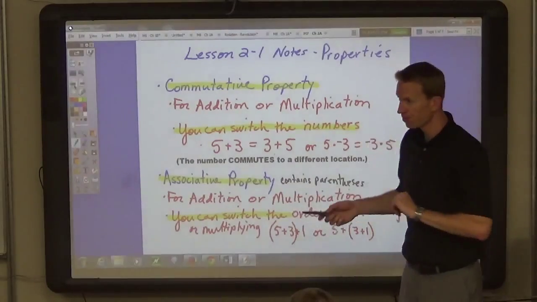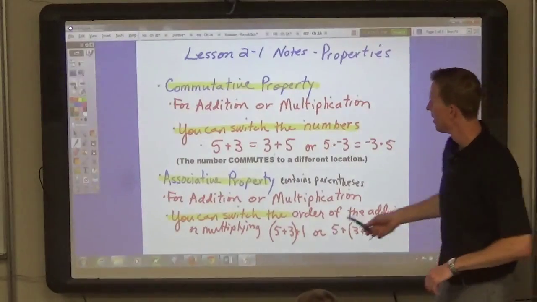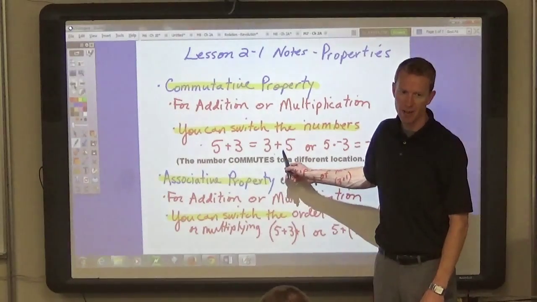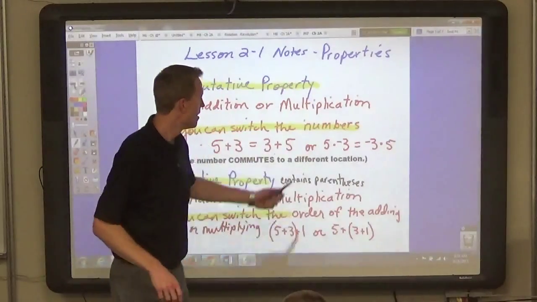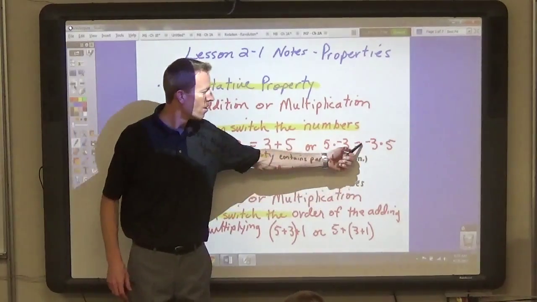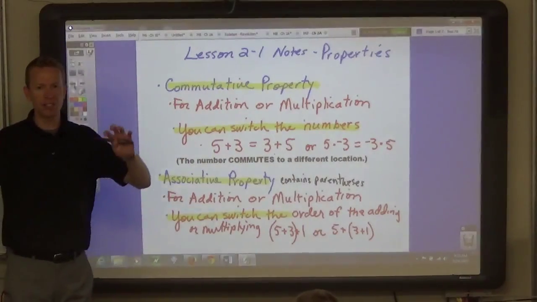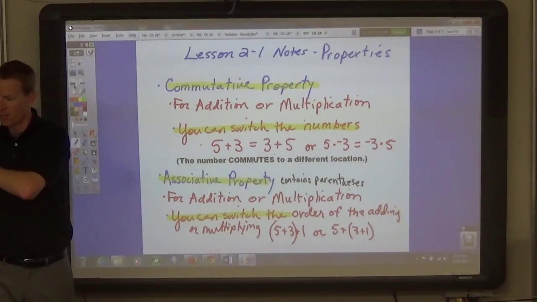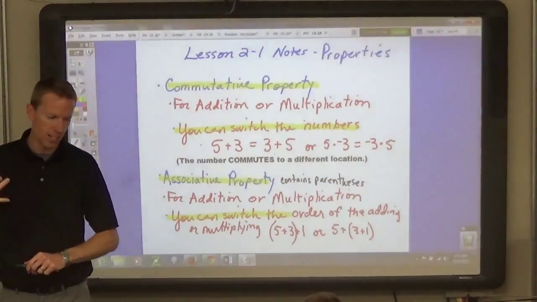One of the rules is that you can switch the order of the numbers and get the same answer. So, if you don't want to do 5 plus 3, you can do 3 plus 5 and get the same answer. Or, if you don't want to do 5 times negative 3, then you can do negative 3 times 5 and get the same answer. In other words, the commutative property says that you can reverse the numbers or switch the order of the numbers whenever you're doing addition and multiplication. It doesn't work for subtraction or division.